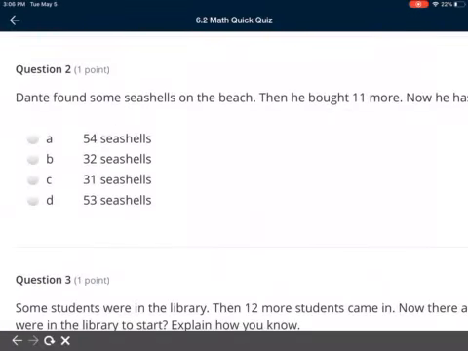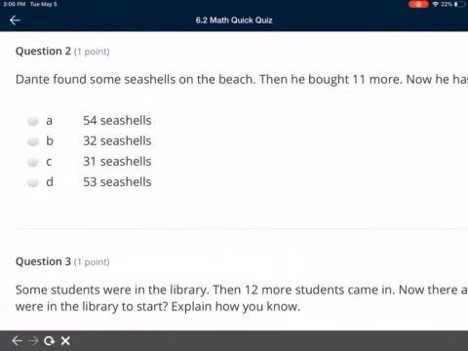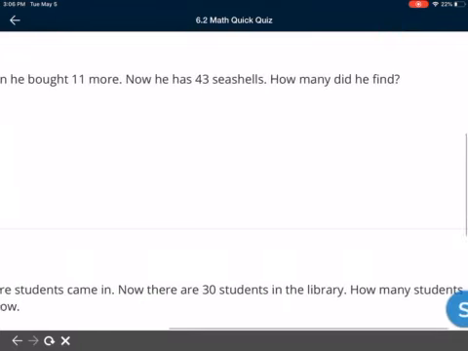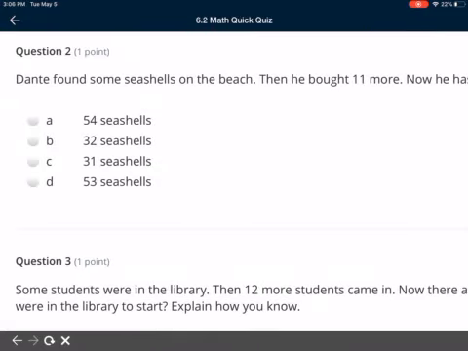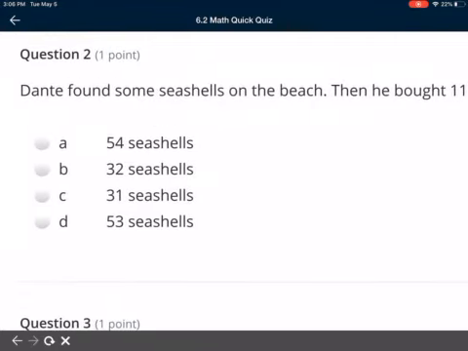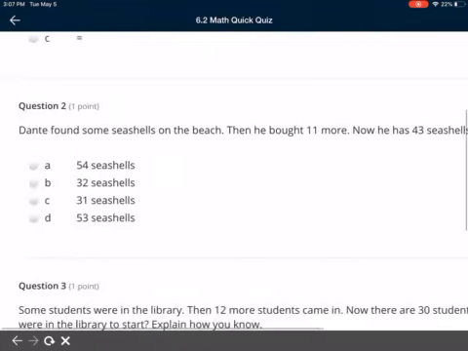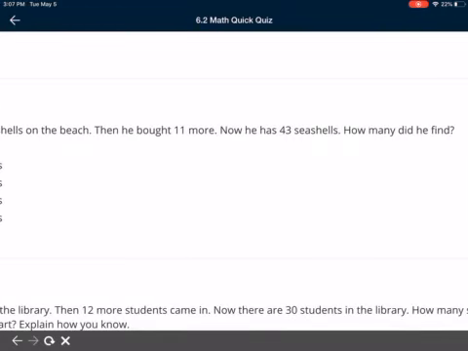Number 2 says, Dante found some seashells on the beach. Then he bought 11 more. Now he has 43 seashells. How many did he find? So again, this has an unknown part, because Dante found some seashells on the beach. We don't know how many. Then he bought 11 more. Now he has 43 total.